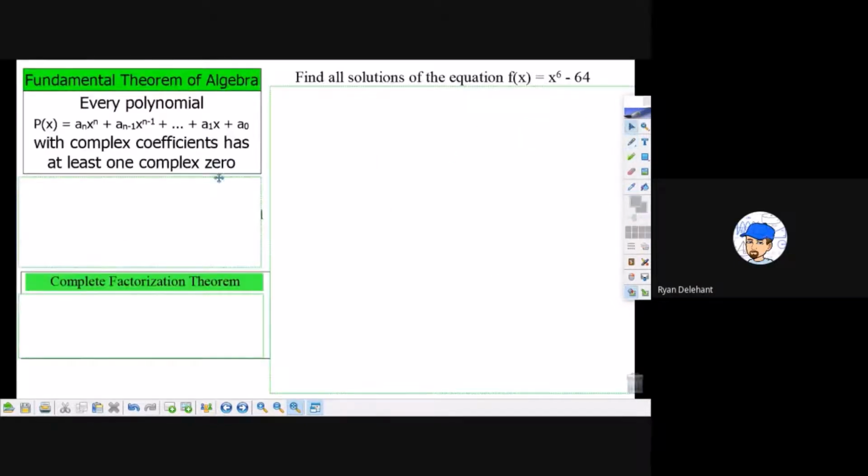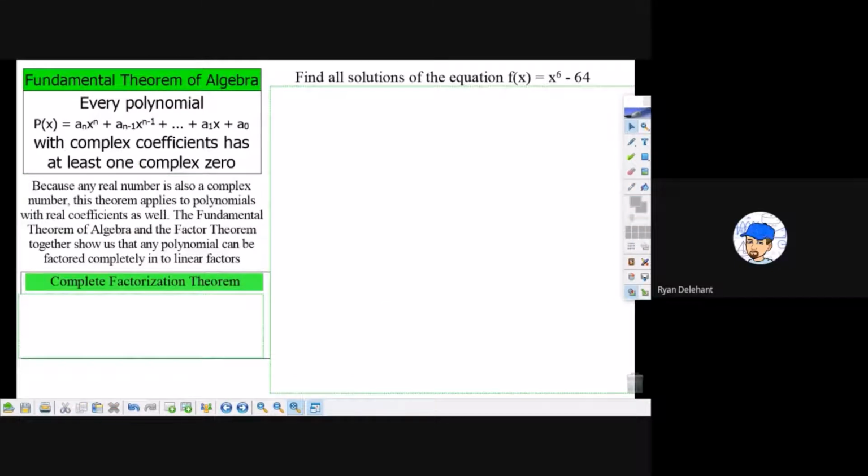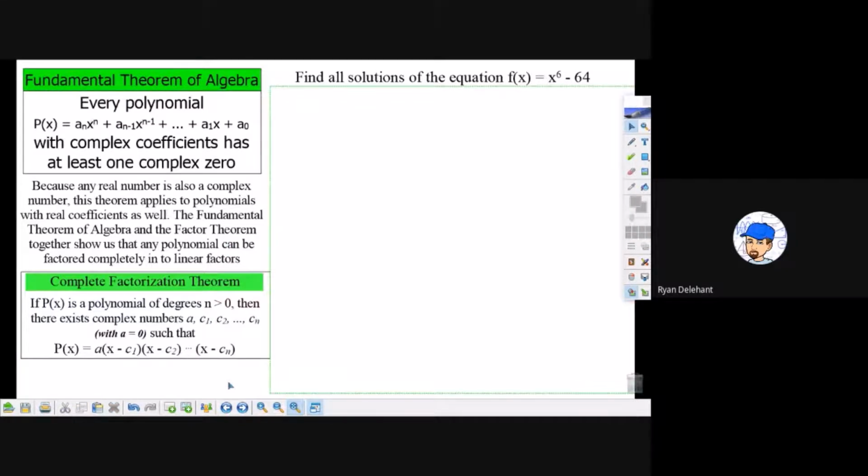But we've just never written it down. So what I have right here just written down is it says, because any real number is also a complex number, this theorem applies to polynomials with real coefficients as well. The fundamental theorem of algebra and the factor theorem together show us that any polynomial can be completely factored into linear terms, every single one of them. And what it guarantees is every single polynomial will always have the same number of linear factors as its degree, every time, guaranteed. So the complete factorization theorem states that you're going to have as many factors as you do degrees.